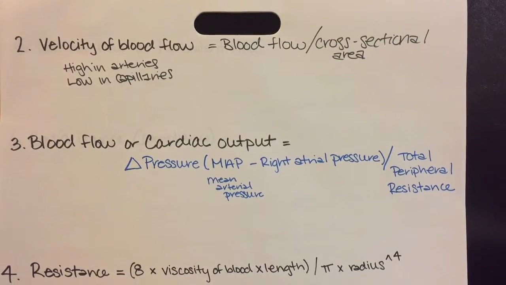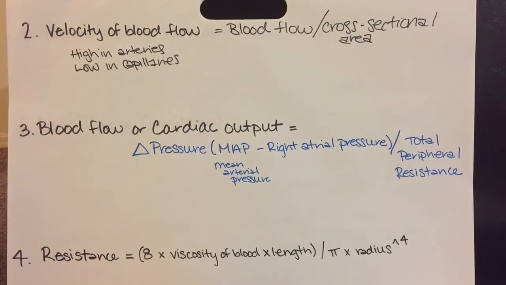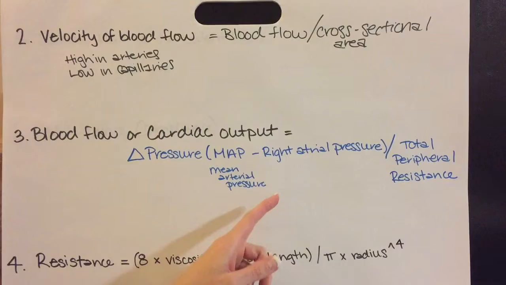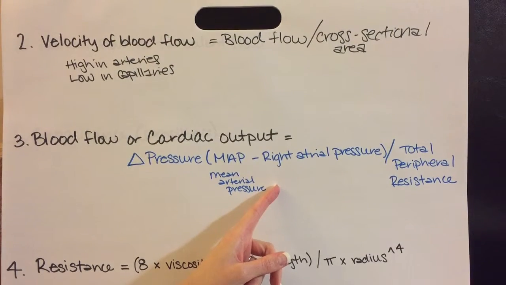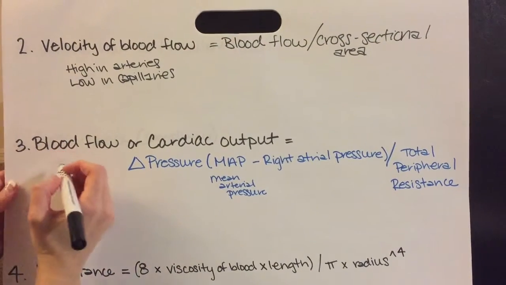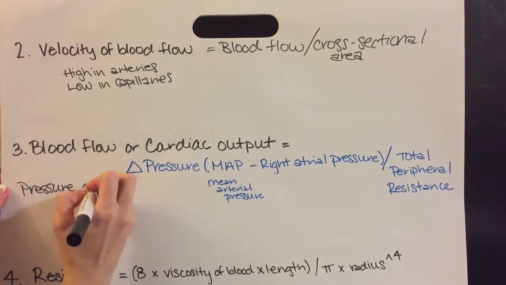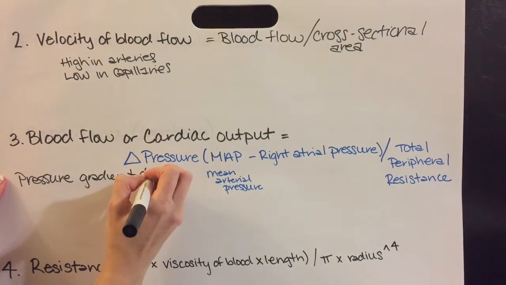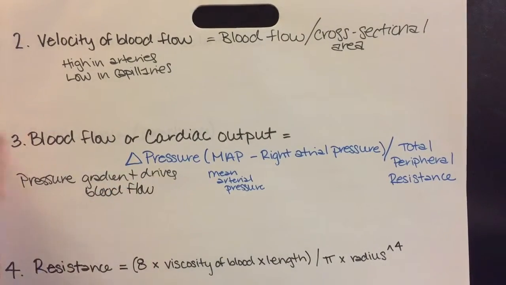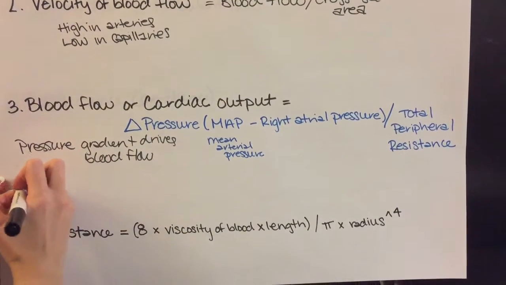The next component we need to consider in afterload is the blood flow or the cardiac output. This can be defined as the mean arterial pressure minus the right atrial pressure divided by total peripheral resistance. Two things will drive this. A pressure gradient will drive blood flow. And flow is inversely proportional to resistance of the blood vessels.